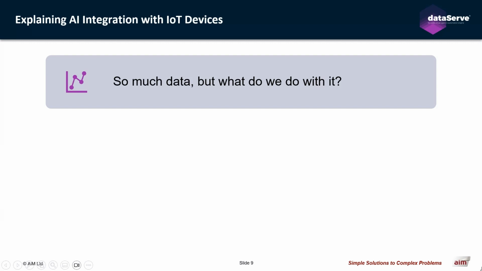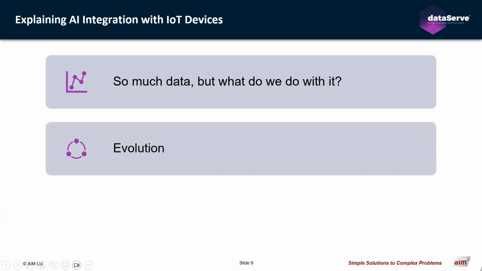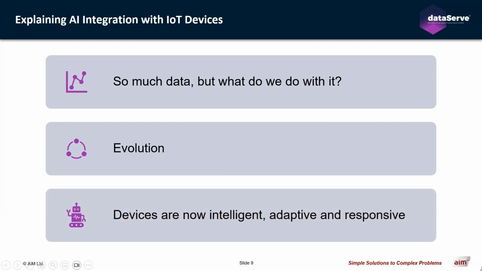At its core, AI empowers IoT devices to go beyond simple data collection and communication. By leveraging algorithmic processing, devices will be able to analyze the data they collect in real time, extract meaningful insights, and take intelligent actions based on those insights, all without requiring constant intervention. Overall, integrating AI with IoT devices empowers them to become intelligent, adaptive, and responsive.